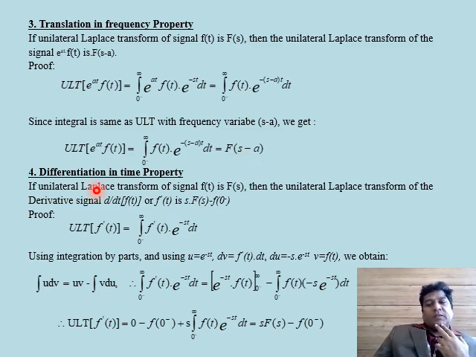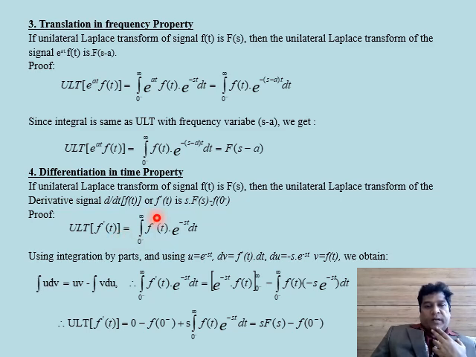Now let us see the next property, which is the differentiation in time property. So if you take the derivative d by dt of f of t, the Laplace transform must be s into F of s minus f of 0 minus. Now we are going to prove this property. So we will take the Laplace transform of the derivative, which is represented as f dash of t.